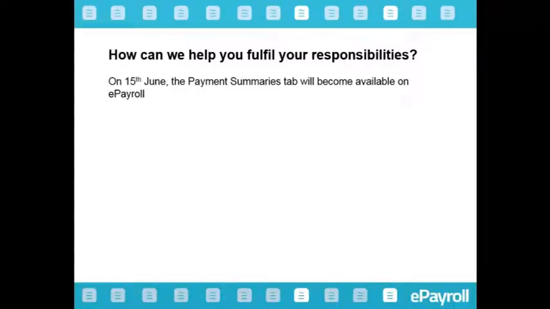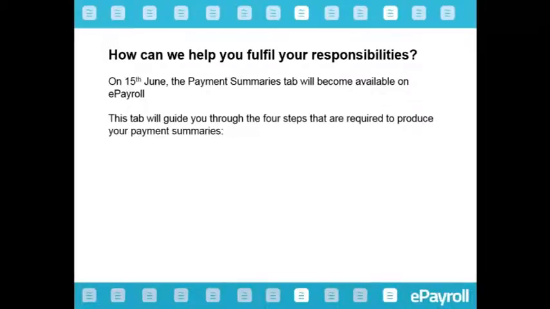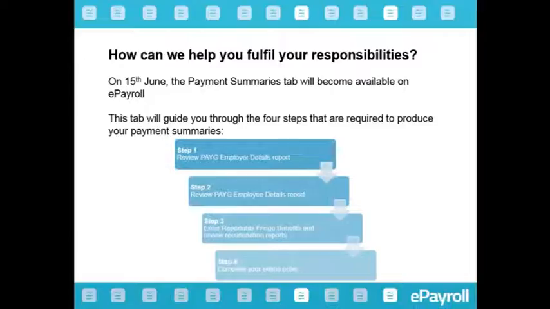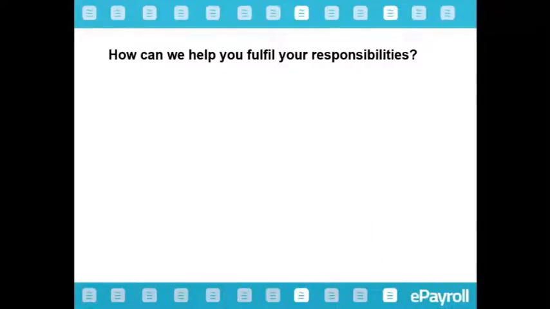On the 15th of June, the Payment Summaries tab will become available on ePayroll. That tab will guide you through the four-step process that's required to produce your payment summaries within ePayroll. Step one is where you'll review the PAYG employer details report, so details about the company. At step two, you'll review the PAYG employee details report, so that one covers details of your employees. At step three, you'll be able to enter your reportable fringe benefits amounts if you've got any, and then you can review some reconciliation reports. Finally, at step four, you'll complete your order.